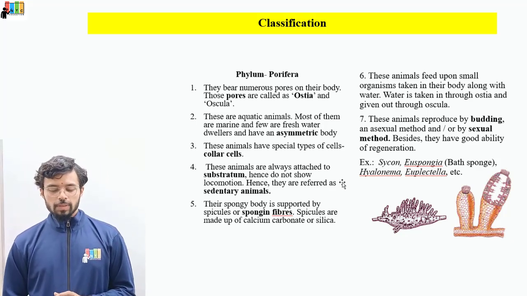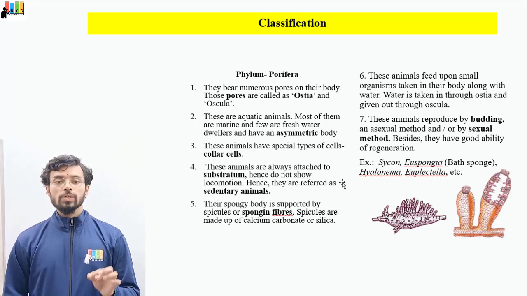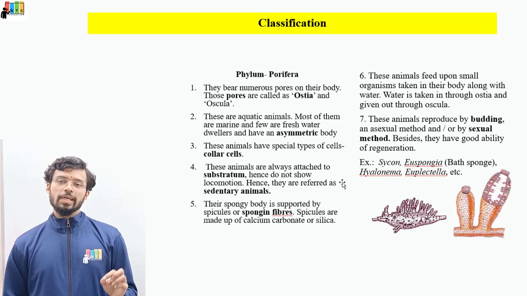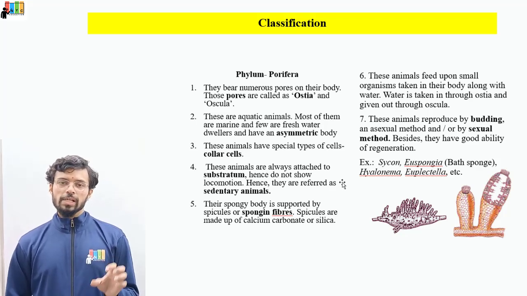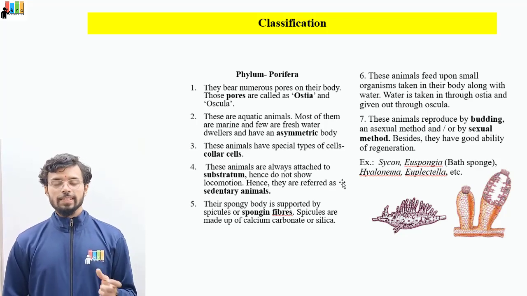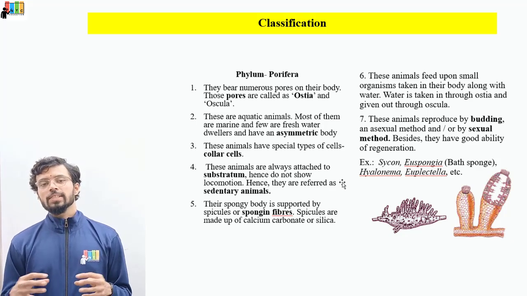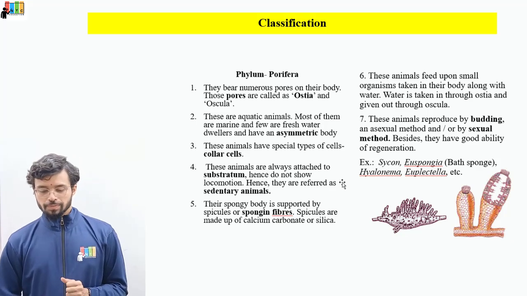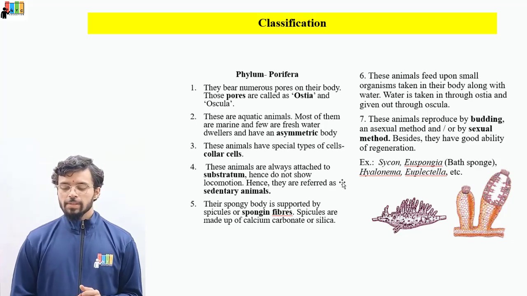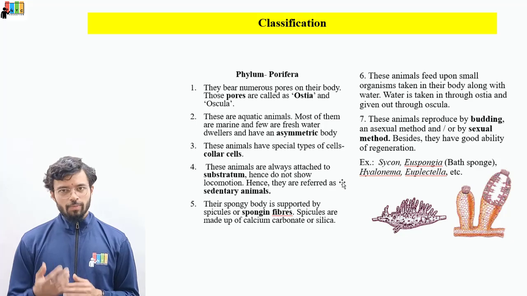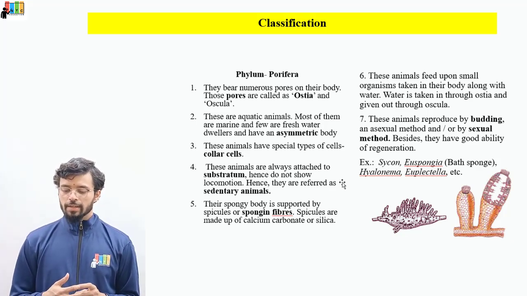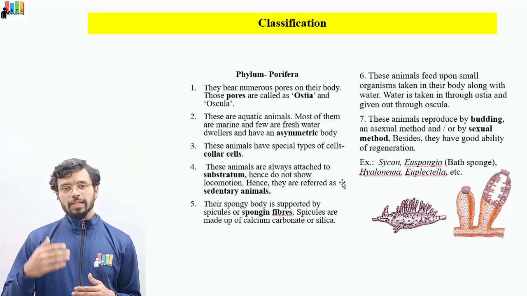Then their spongy bodies are supported by spicules or spongin fibers. So they are made up of silica or silicates of carbon, as it is called. So calcium carbonate, CaCO3, and silica. So a mixture of them makes this external covering very hard, almost like a coral, right? These animals are usually very small, microscopic or inconspicuous, and they are found feeding through their entire body cavity.